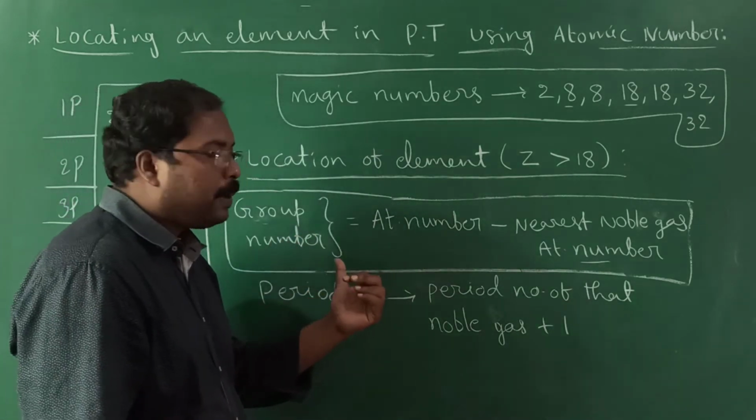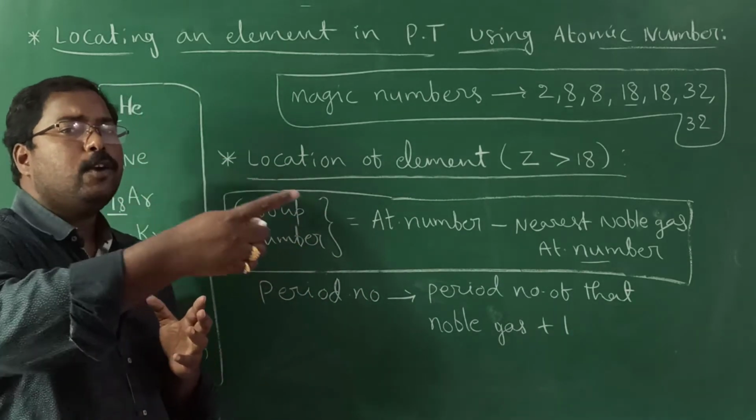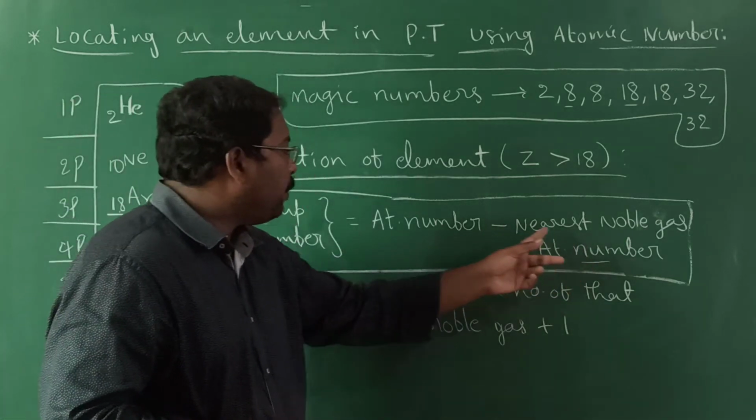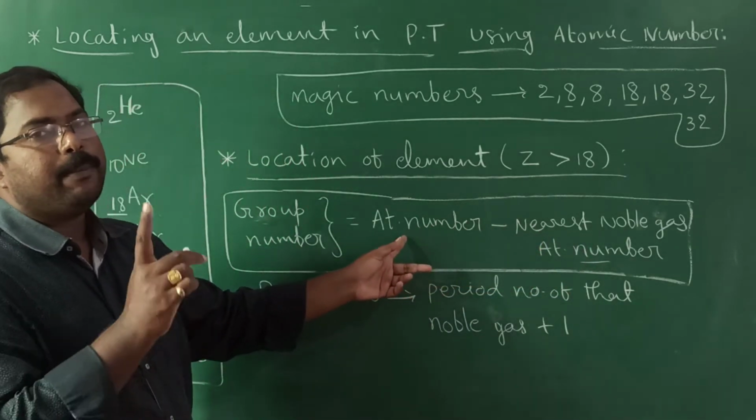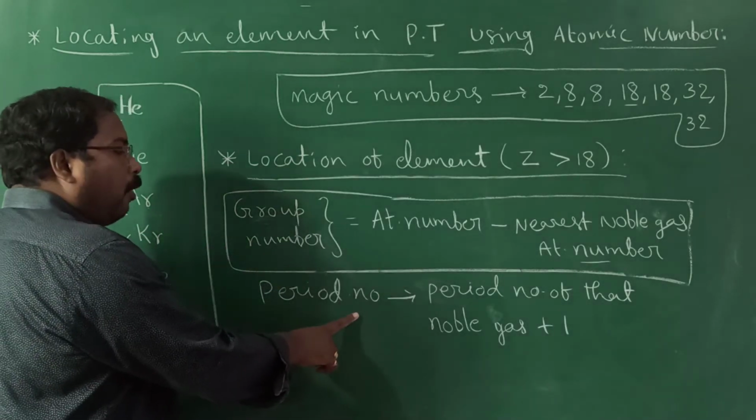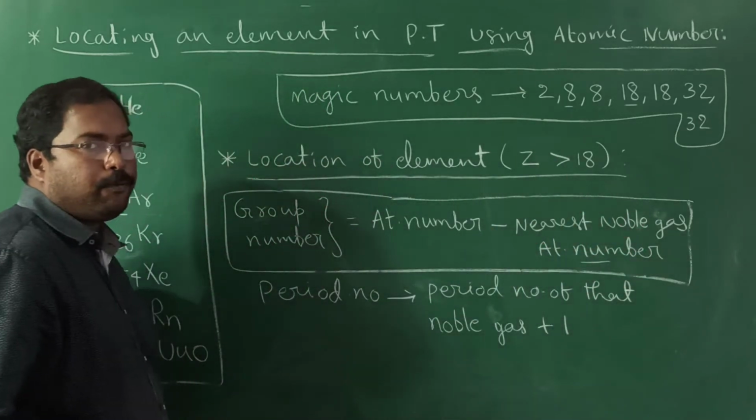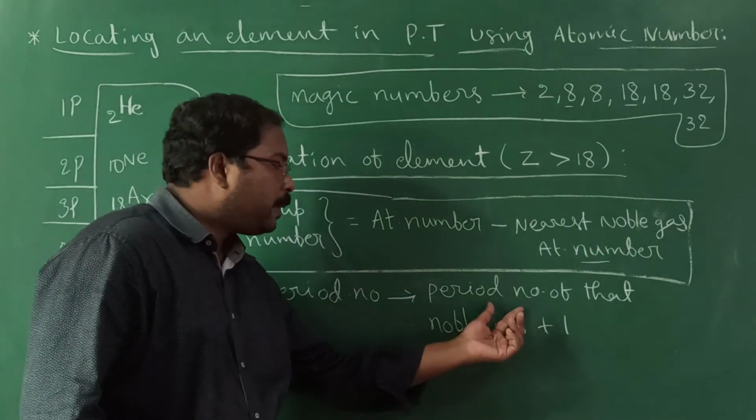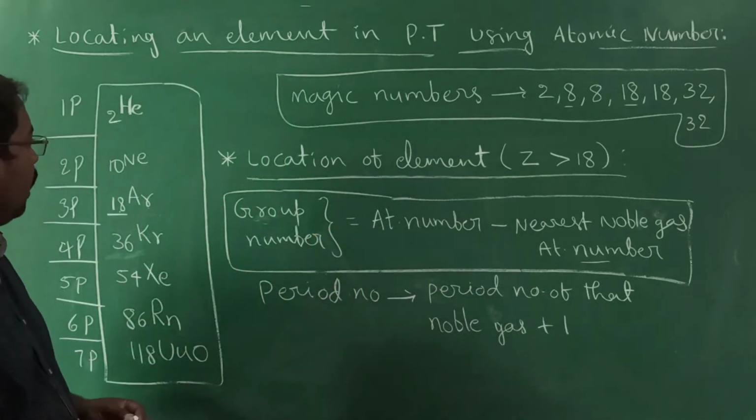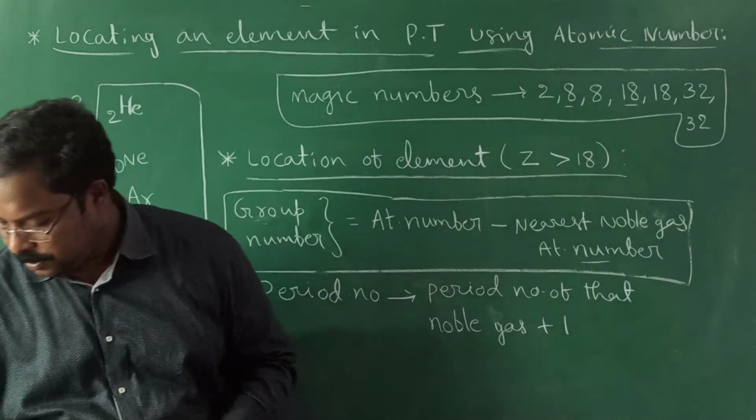How can we get the group number? Atomic number minus the nearest noble gas, and that noble gas's atomic number should be less than the atomic number of the element. Now, how to get the period number? Whatever noble gas we have found, that noble gas's period number plus 1. Let us do one or two examples, then automatically you will come to know.